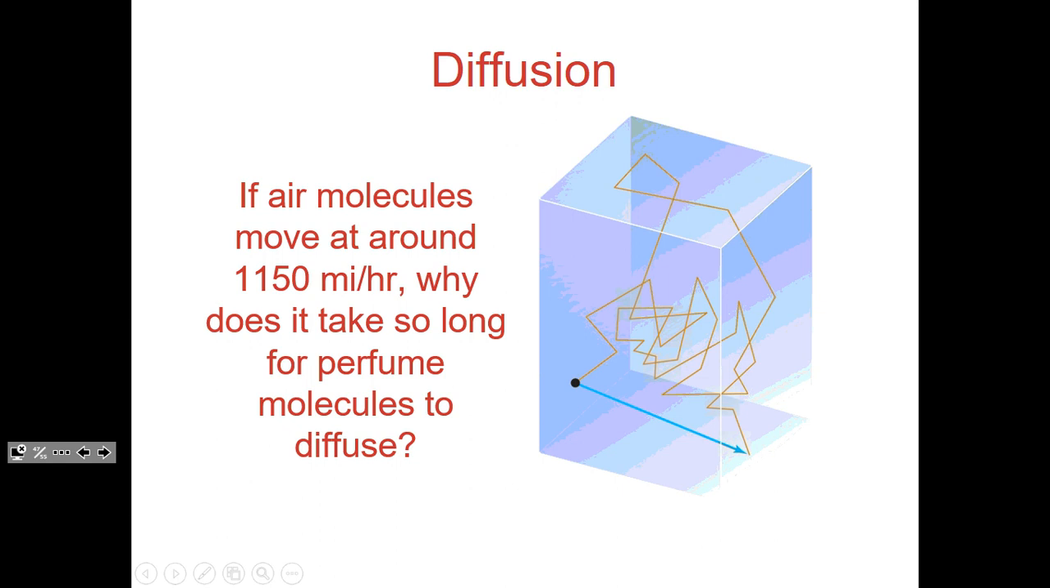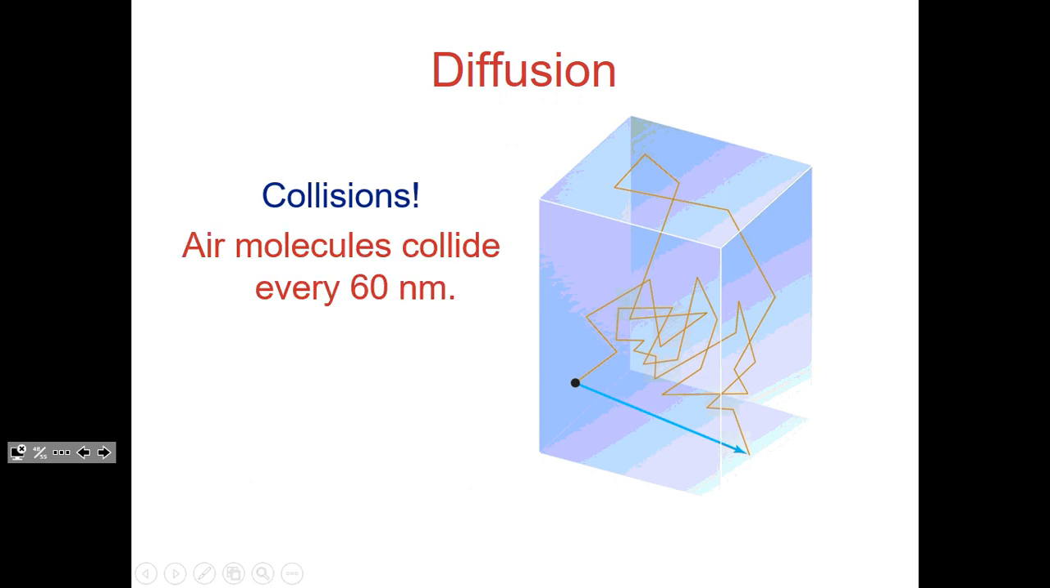Well, the key is if you look at the picture, you can see why it takes a while. Because when a molecule starts to move, it doesn't get very far before it collides with something else. So air molecules are actually colliding with other gaseous particles in air about every 60 nanometers. That's a billionth of a meter. So it doesn't take very long when it's moving at that high speed to run into something and then bounce off. So because of all those collisions between the air molecules in the room, it takes a while for them to diffuse throughout the room.